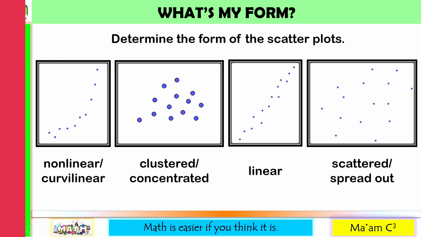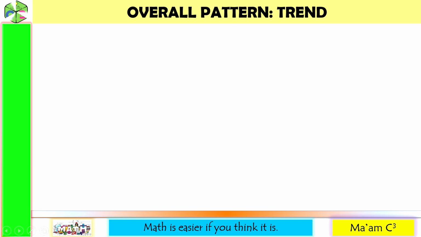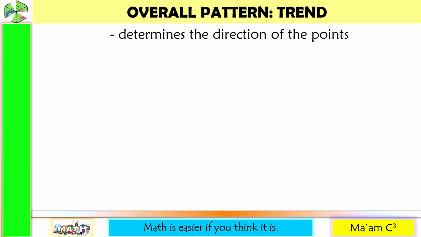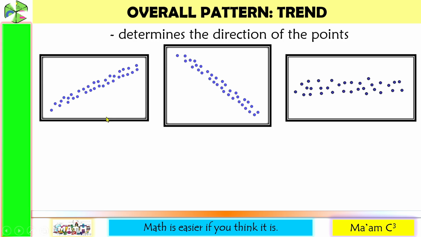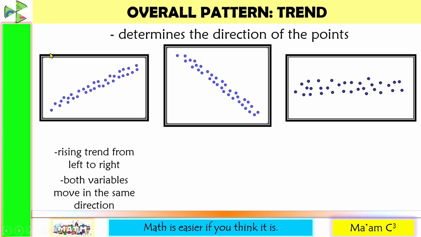The next one in overall pattern is the trend. The trend determines the direction of the points. We have here three pictures. In picture number 1, you can see a rising trend of line from the left going to the right. This means that as your x increases, your y also increases. So both variables move in the same direction. So if your x is decreasing, your y is also decreasing. You can still form a trend of line rising from left going to the right. If this is the pattern, we call this positive correlation.